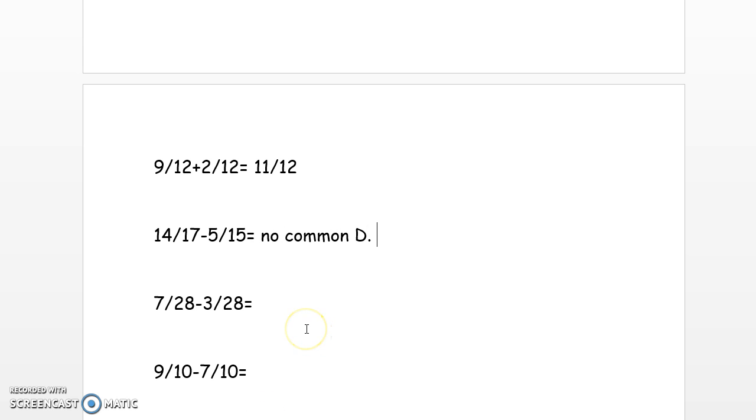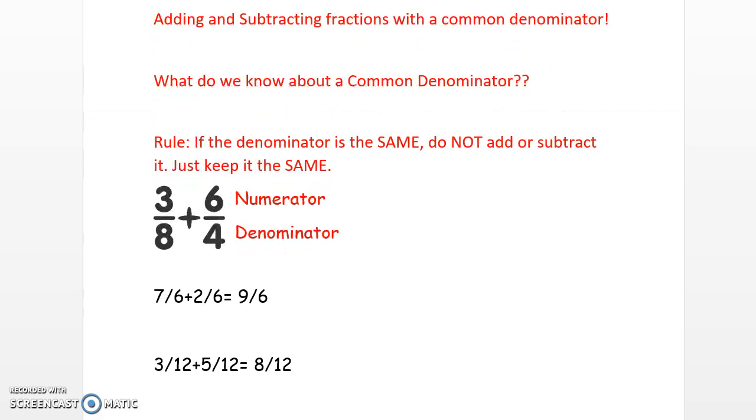Okay, and we go down to the next one. Again, nothing with this big 28 because they're the same, so we're just going to subtract. Make sure you're looking at that, and it's a straight across. And last one, 9 minus 7, we're going to put 2/10. Alright, so now we see a pretty simple rule how we're going to apply this.